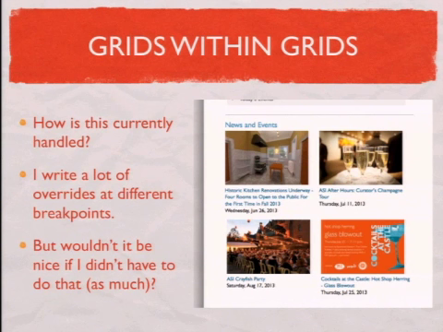Right now I just write a lot of overrides at different breakpoints. I say, the grid might be 23% when you're at full width, and then when you get to this width, this specific grid changes, gets a little wider. It's just a lot of writing, and it would be nice if you didn't have to do that as much.